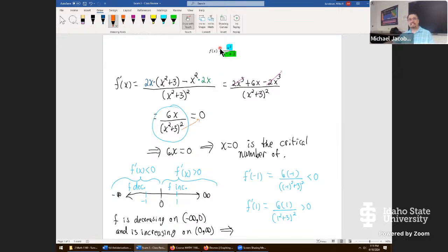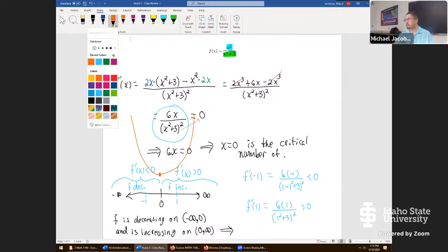Whatever the graph of this curve is, it starts off decreasing. So let me just draw something decreasing here. That was a critical number, so the tangent line should be horizontal. Then it goes off and begins to increase. So there it is, increasing. And that means down here, we have a local minimum. So we just need to say that as an overall conclusion.